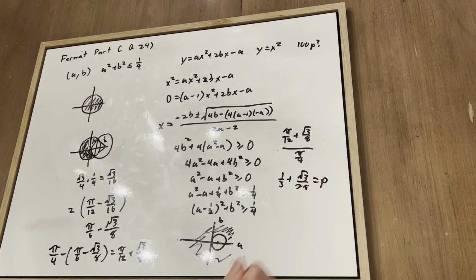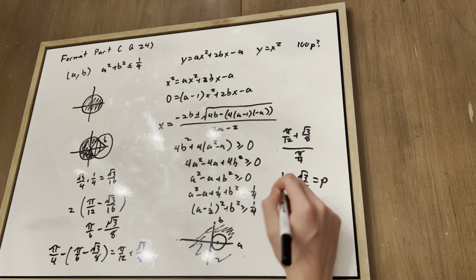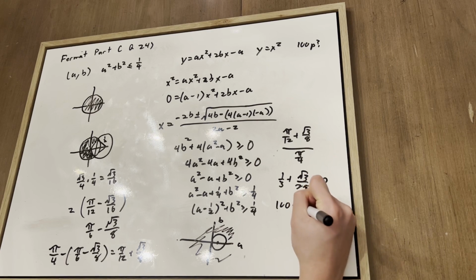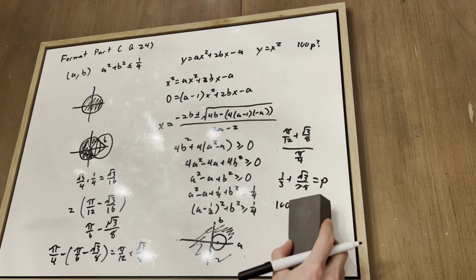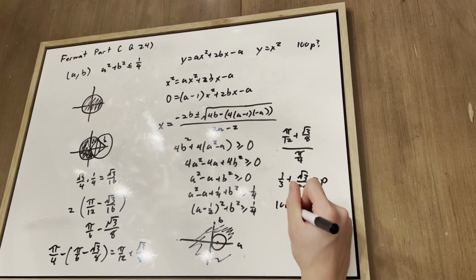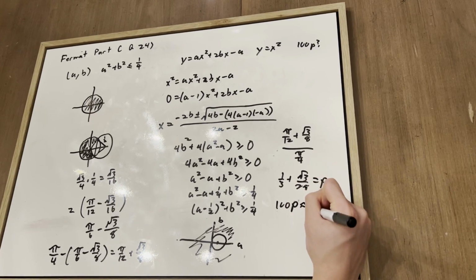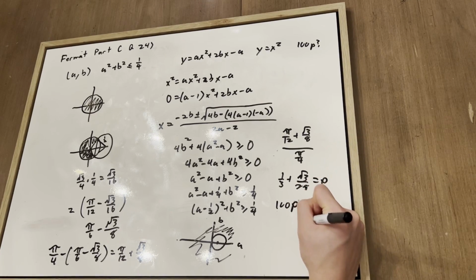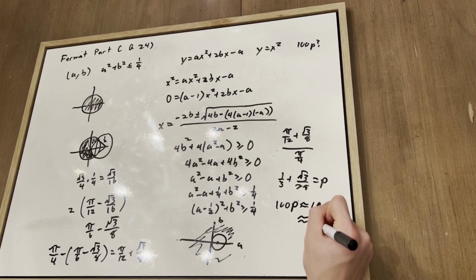and that's equal to p. But we're not after p. We're after the integer that's closest to 100p, and plugging into our calculator, we get that 100p is around 60.9, which is around 61, which is our final answer.